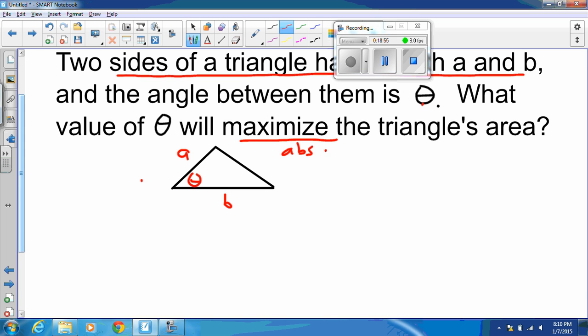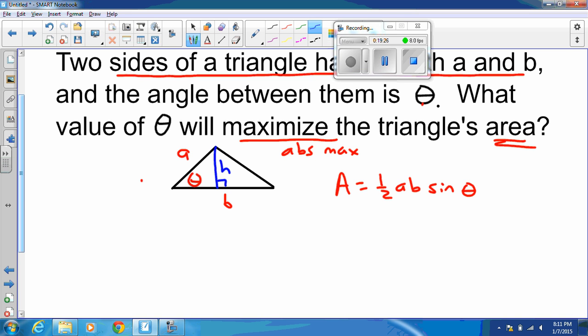Okay, so here's our key word, we're looking for an absolute max. We're looking for an absolute max of the area of the triangle. And they give us a hint in the stem of the problem. They give us a formula, area equals 1/2 A times B times the sine of the angle between. I'll take just a minute to show you why that formula is true, but you didn't need to know this for the problem.